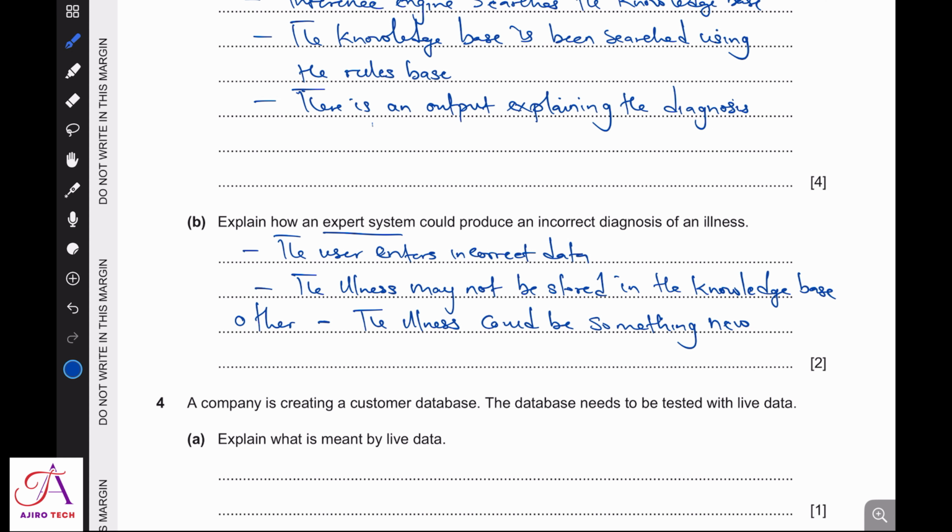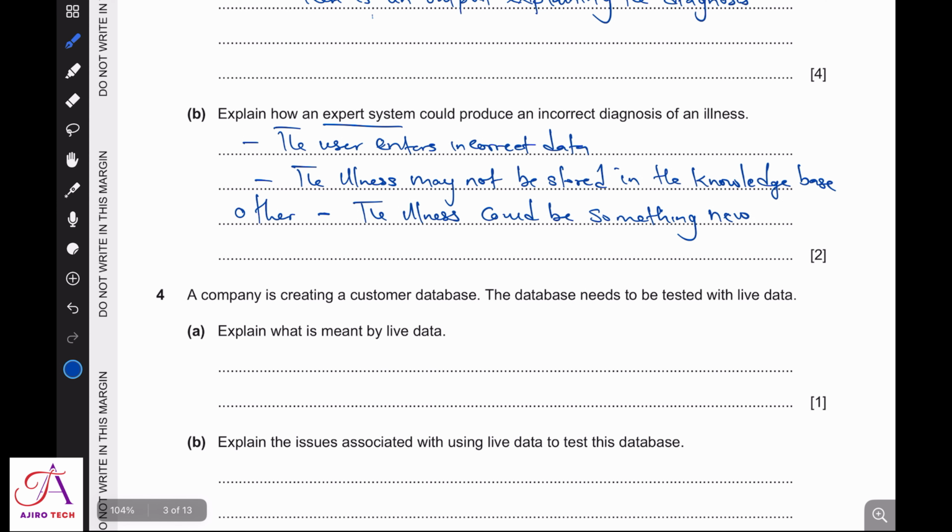Okay. All right. Let's look at question 4. A company is creating a customer database. The database needs to be tested with live data. Now you see this in chapter 7, the systems lifecycle. Under live data, you see it in D&T. If you're wondering about D&T, this is not design and technology, this is development and testing.